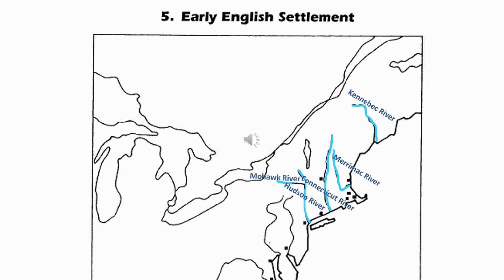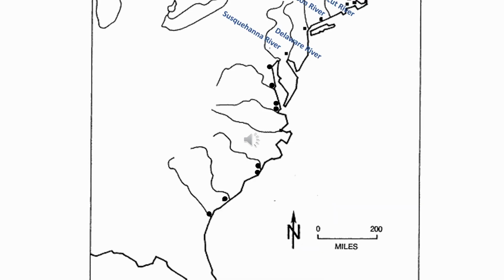The Mohawk River, the Delaware, the Susquehanna, and moving to the south, we have the Potomac, the James River, the Roanoke, the Cape Fear River, the Santee, and finally to the south, the Savannah River. Your instructions do tell you to go over each of the rivers with a blue colored pencil or with a crayon, so make sure that you do that also.